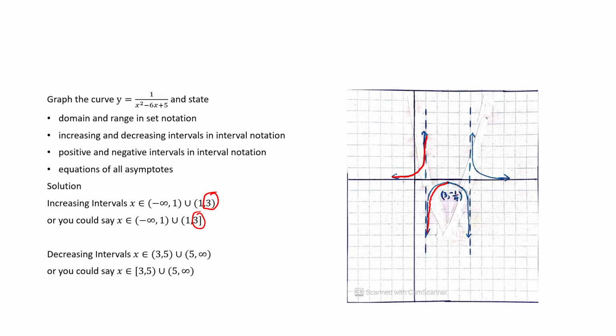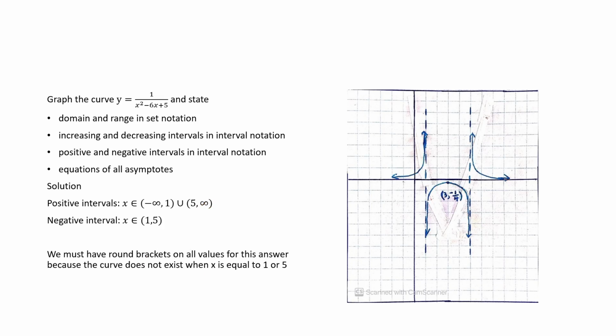test. Your decreasing intervals are going to be anything from an x value of 3 to 5, and so you can put a round bracket on the 3 or a closed bracket on the 3. I'll accept either, even though I think it's a closed bracket, a square bracket. You have to have a round bracket on the 5 because the curve's not defined at x equals 5. And then another decreasing interval is on the upper right as x goes from 5 to infinity. Okay, so your decreasing intervals are shown there.